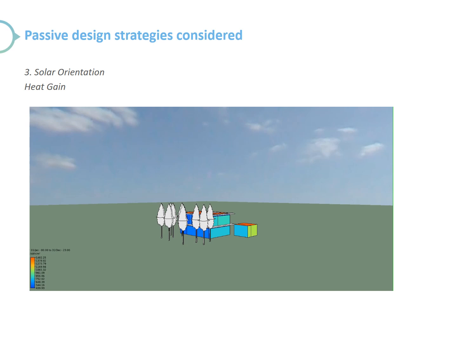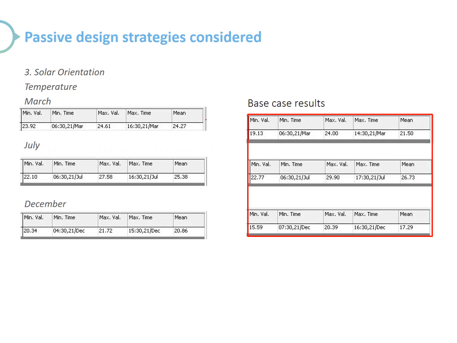As for the heat gain, we can see that the heat gain has reduced immensely compared to the basic case, where the walls are almost blue and all the same color. So the next step is to check the temperature without having any AC or heating open.